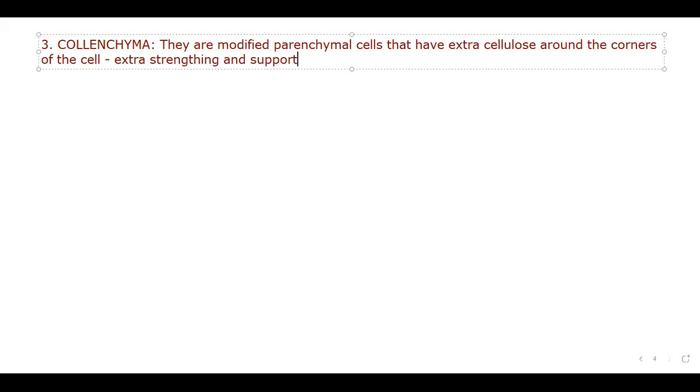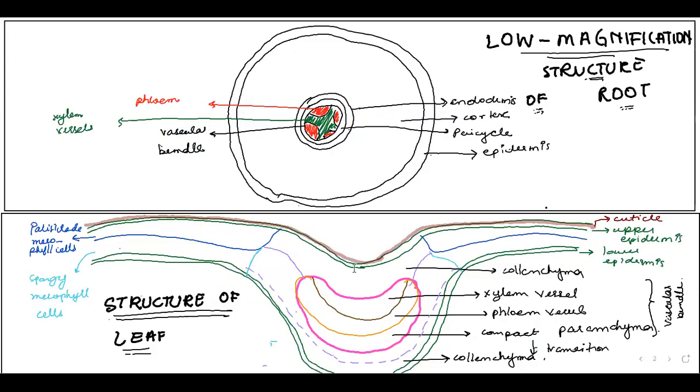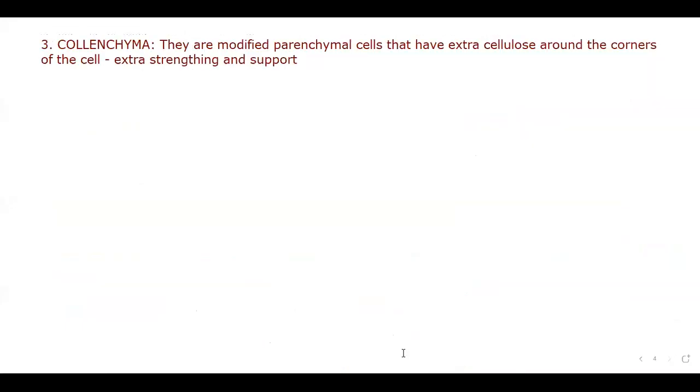And remember the center of the leaf over here? This center of the leaf, by the way, we call it midrib. Okay, this center region is known as midrib. So the midrib, that's why it had a lot of collenchyma, because the extra cellulose actually provides a lot of strength and support.